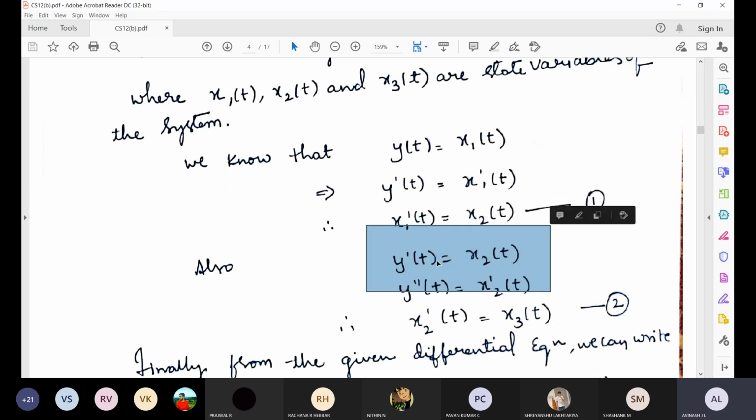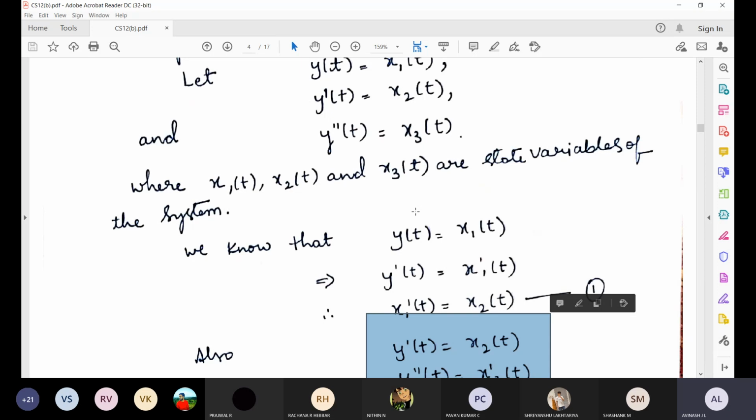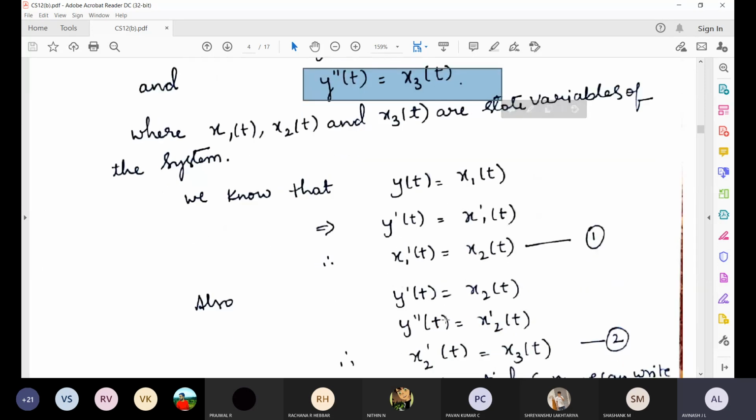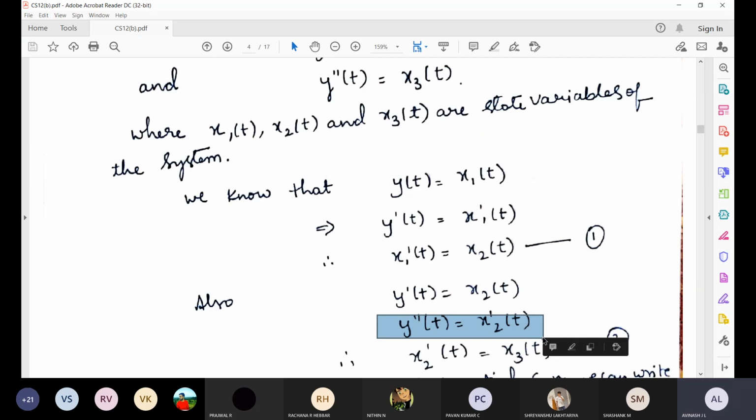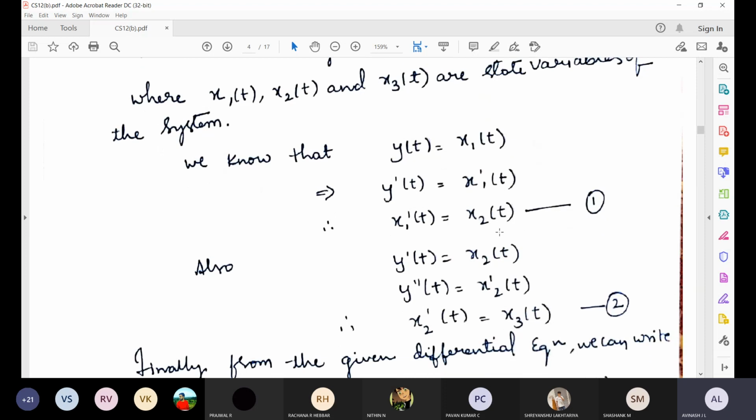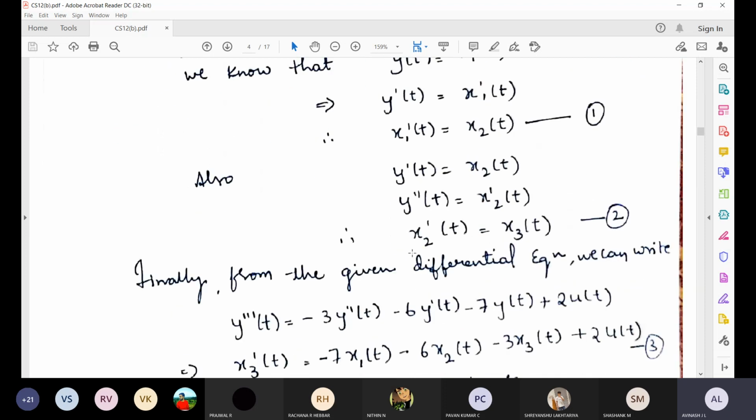Similarly, I will take the next one. y dash of t will be equal to x2 of t, so you differentiate both sides. y double dash of t equals x2 dash of t. Clear? So x2 dash of t will be equal to x3 of t, because y double dash of t equals x3 of t. Based on this, x2 dash of t will be equal to x3 of t. That is what we can conclude, and that is equation number 2.